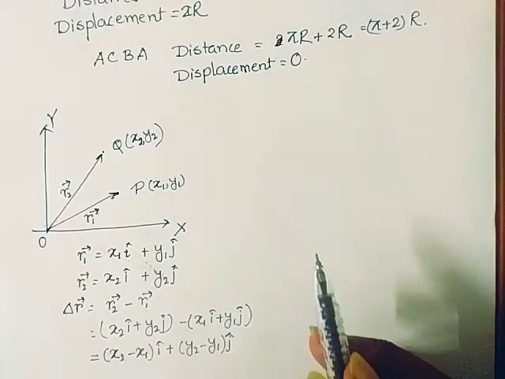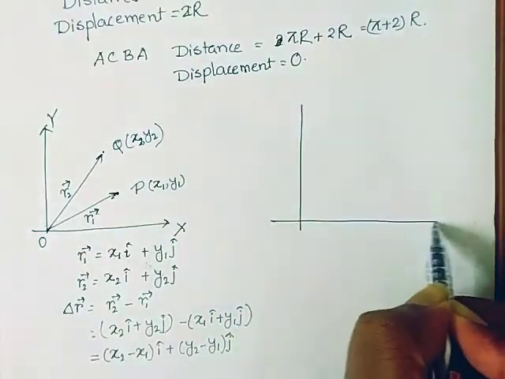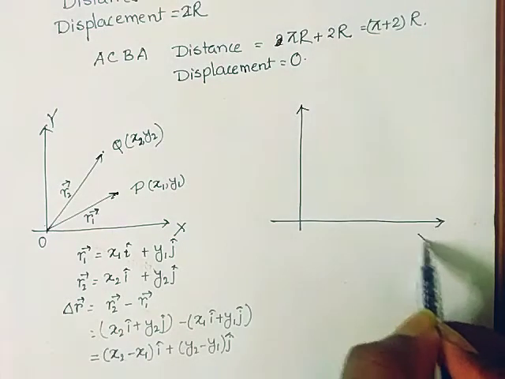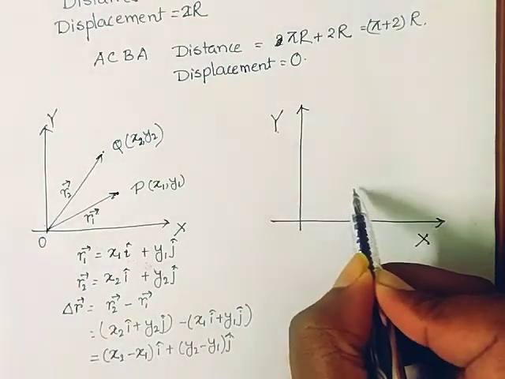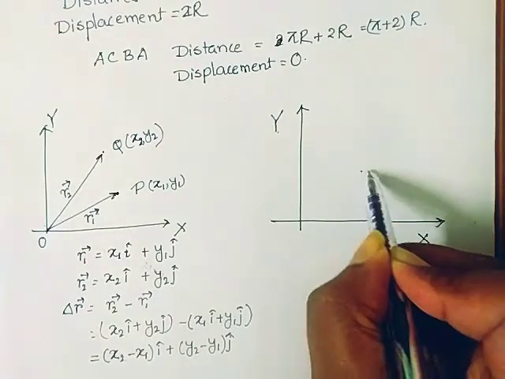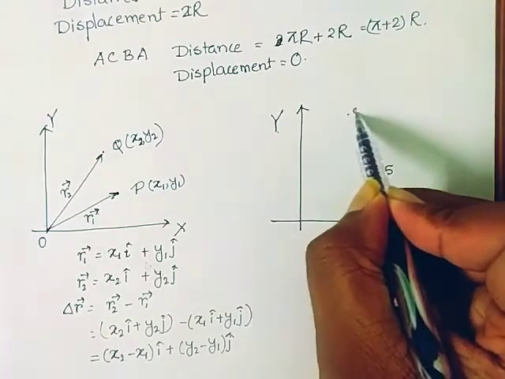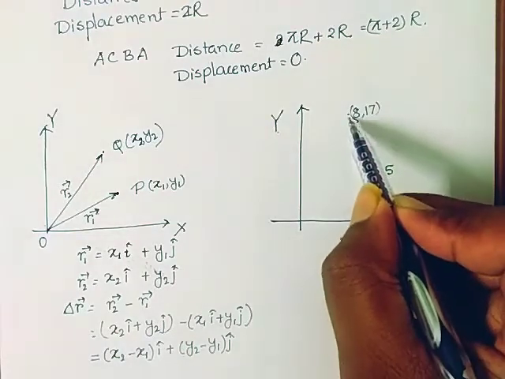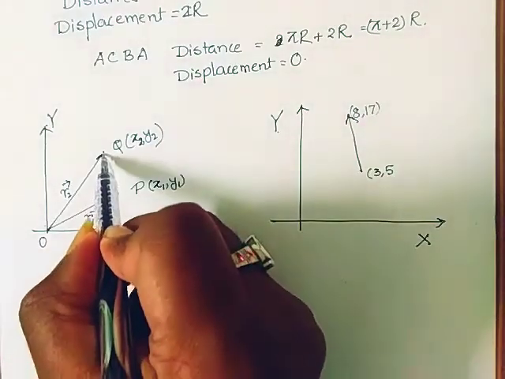Now if I take 2 points on the coordinate system, and we have to find the displacement vector on this xy coordinate system. The coordinates are, let us say, 3, 5, and 8, 17. You have to find out the displacement vector, this one.